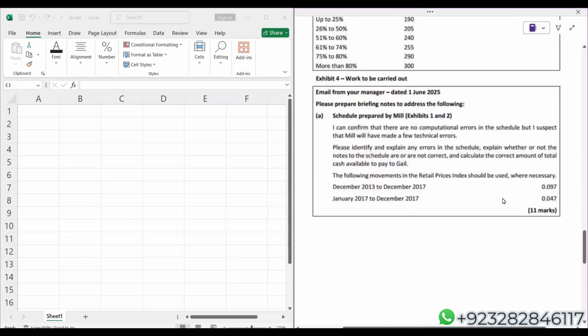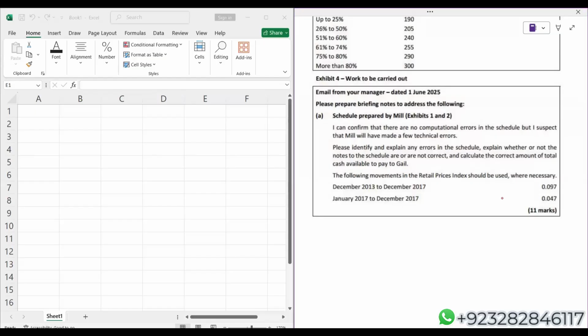And you will actually find the requirements in the email from your manager. It's a very set pattern of, I would say, an ATX exam. In a 50 marks question, 10 marks are professional, and 5 you will have on ethics. So technical marks are technically 35. Look at part A.